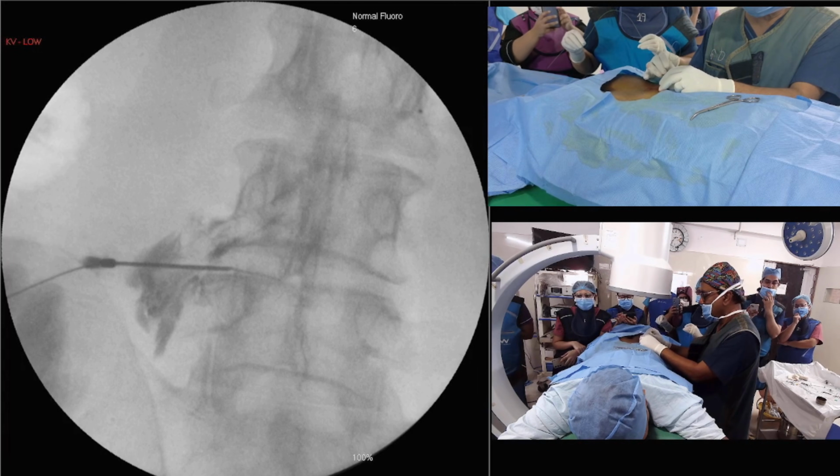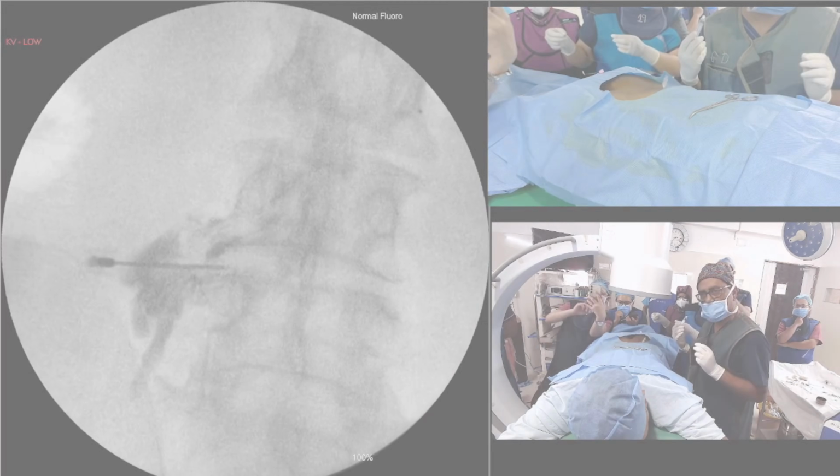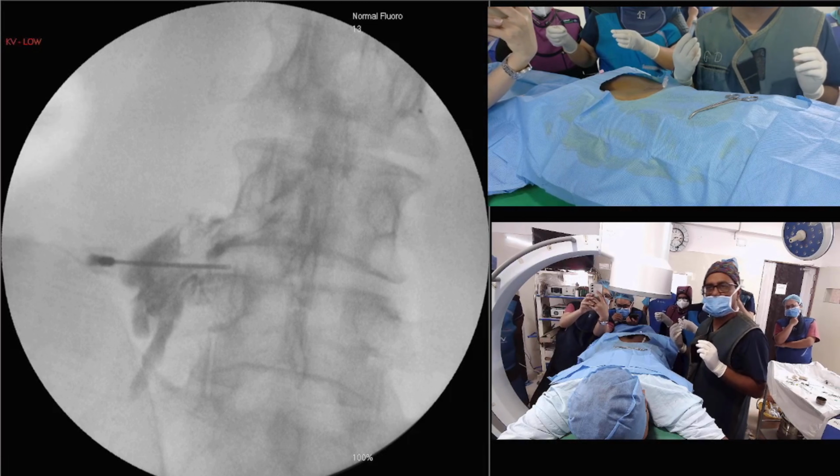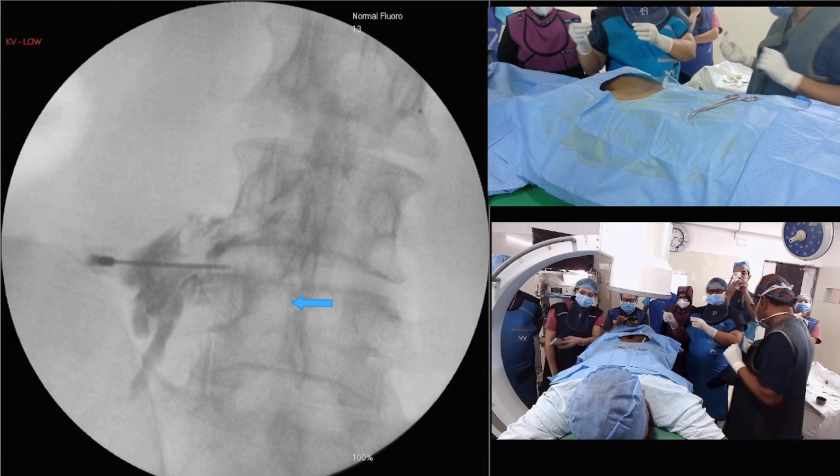Again with catheter, to and fro movement is done to clear the nerve root impingement. Still that is hypolucent, but still some dye is coming. Yes, right.